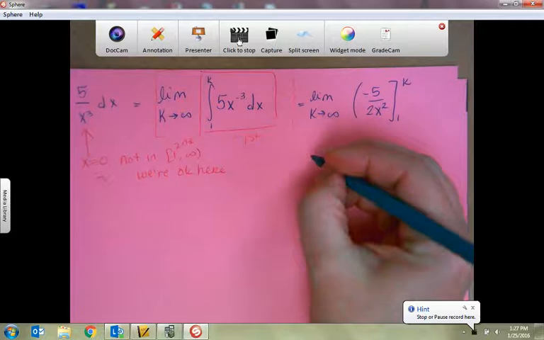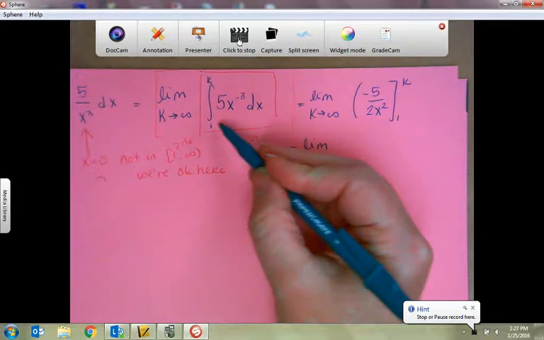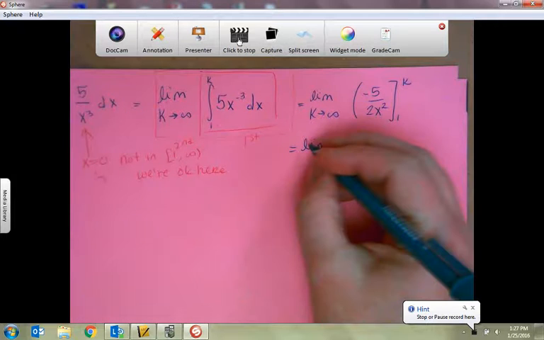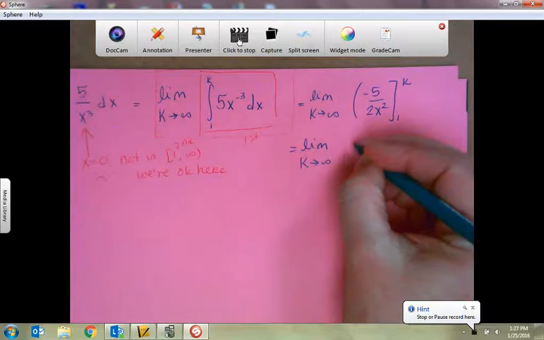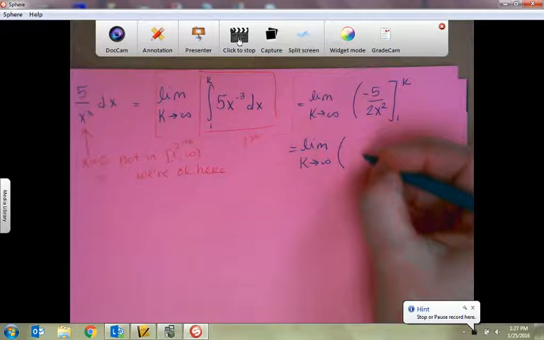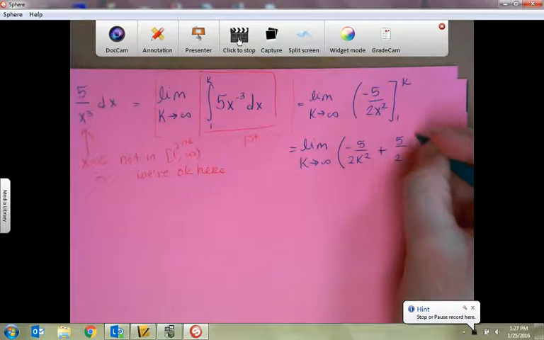Now that I have it, this turns into a chapter 1 problem, and I can take the limit because I'm done with the antiderivative. So I plug in my limit as k goes to infinity. I'm bigger on bottom, so this is 0. Plus, that's just a constant, 5 over 2. So my answer is 5 over 2.